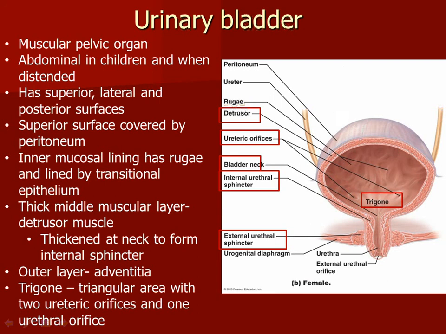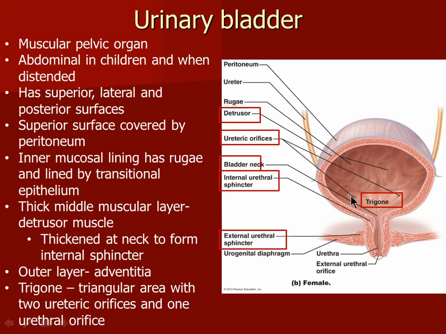The superior surface of the bladder is covered by peritoneum. If we look inside, going from inside out, we'll notice that most of the bladder looks folded, especially when the bladder is empty. These folds are known as rugae, just like we see in the stomach. But there is a certain area of the bladder on the posterior surface where the mucosal lining looks very, very smooth. It looks triangular. That area is called the trigone.